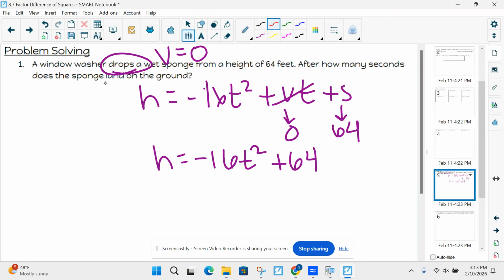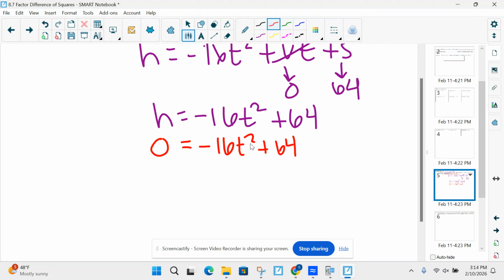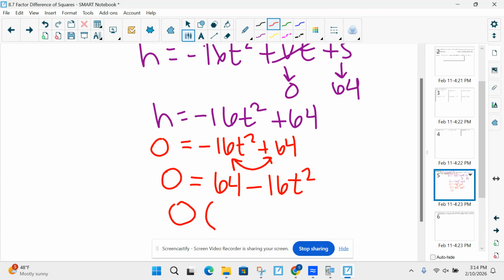We know that whenever we have a question where you're trying to find when something lands on the ground, you set h equal to 0, and then you factor to solve it. So 0 equals negative 16t squared plus 64. Since I see that 64 and 16t squared are both perfect squares, but the negative is right here, we can switch these two terms around so that the negative is in the middle, and then it would be a difference of squares. So 64 minus 16t squared, and then we can factor it as a difference of squares.